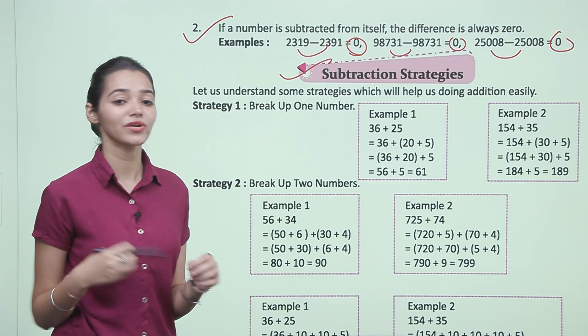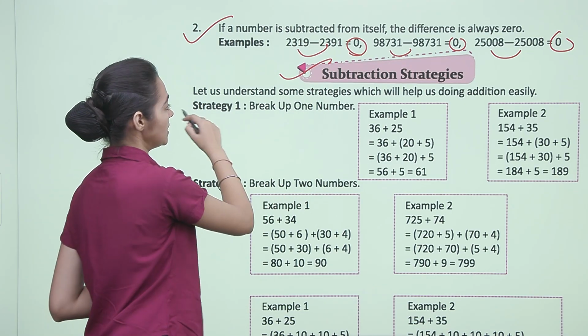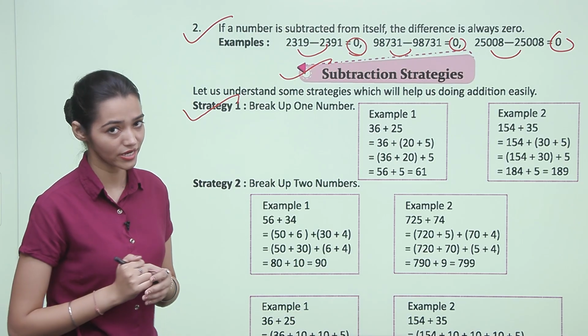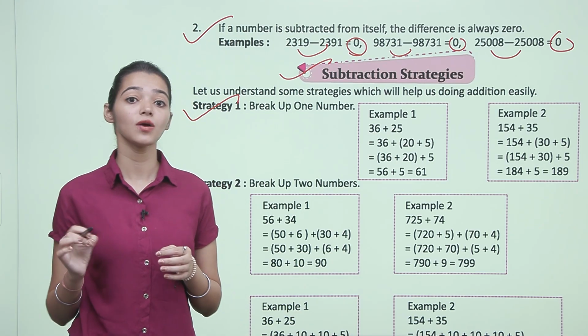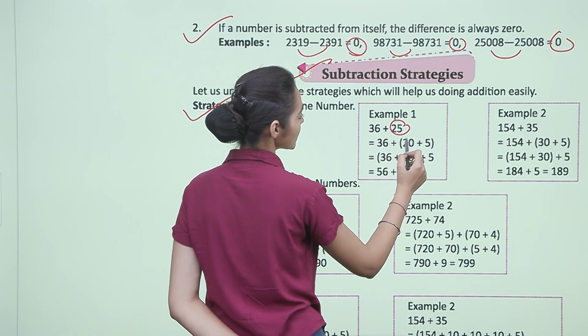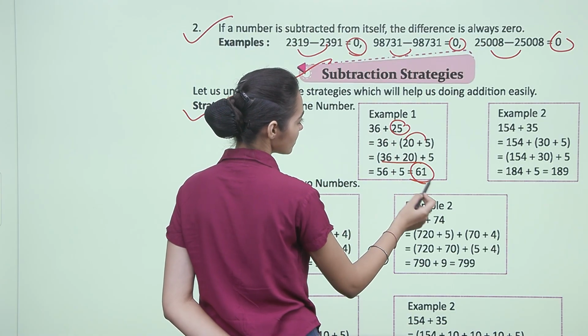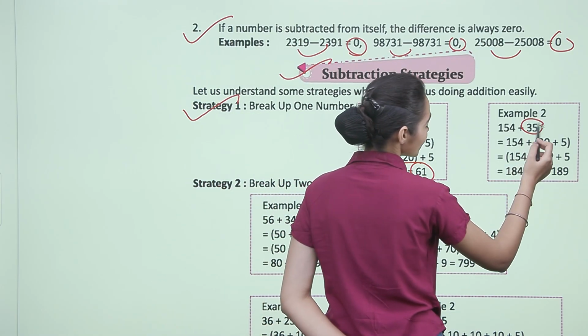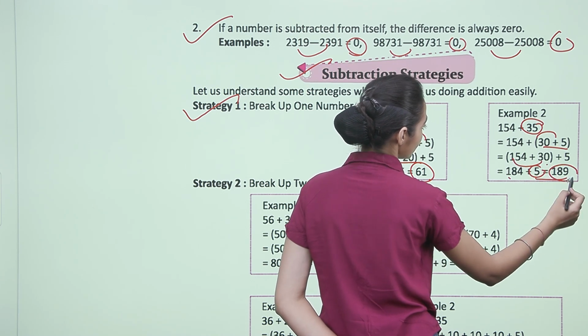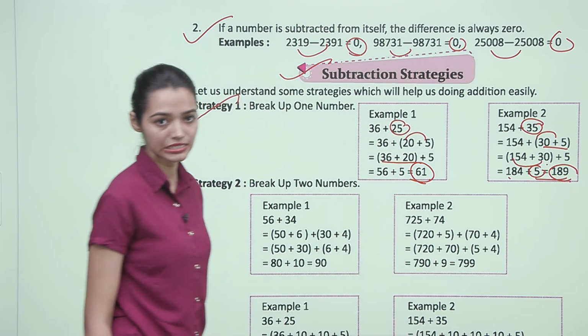Now let's look at some strategies. Let us understand some strategies which help us do subtraction or addition easily. First is breaking up one number. For example, 25 can be written as 20 plus 5, we add the first part and after that 5. Similarly, 35 can be written as 30 plus 5, we add these first and then plus 5. That makes the addition easier.